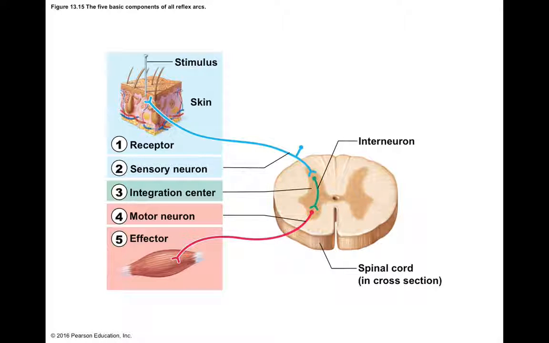Now, in a future video, we'll talk about some of the specific types of reflexes our body utilizes for different types of stimuli.